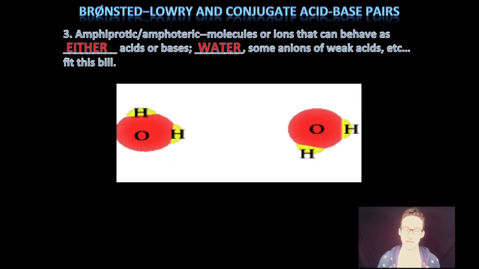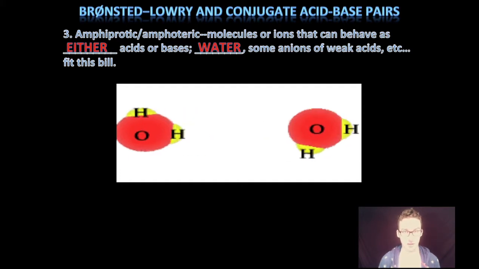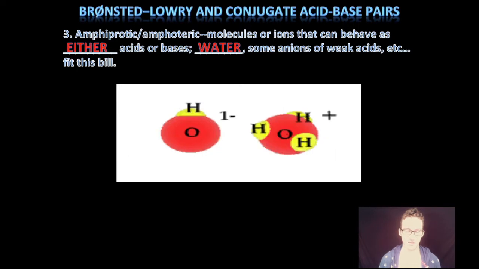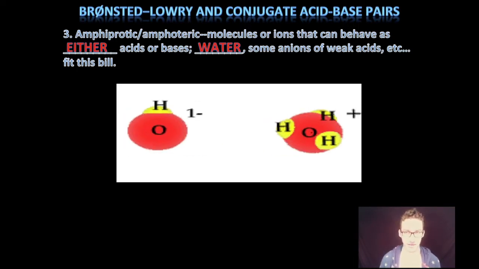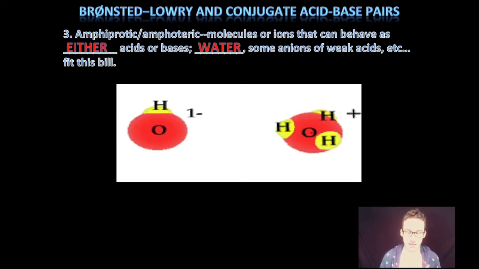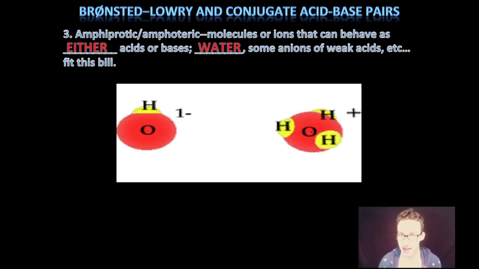Okay, and then the last thing to think about is this idea of an amphiprotic or amphoteric species. And this is just a vocabulary word that you really need to be familiar with, which simply asks you to recognize that there are things that can behave as either an acid or a base. As you think back to the examples that we just went through, water is the prime example of something that can act as both an acid or a base.